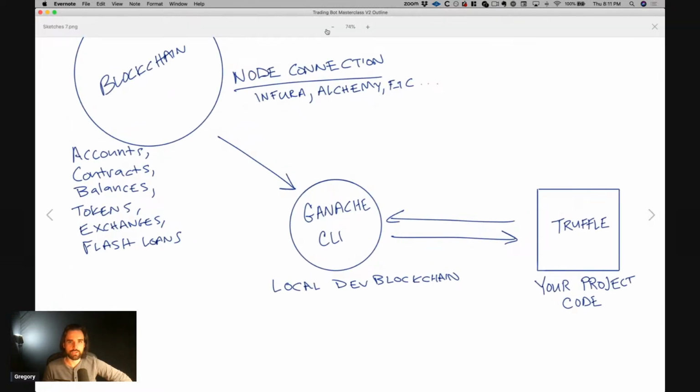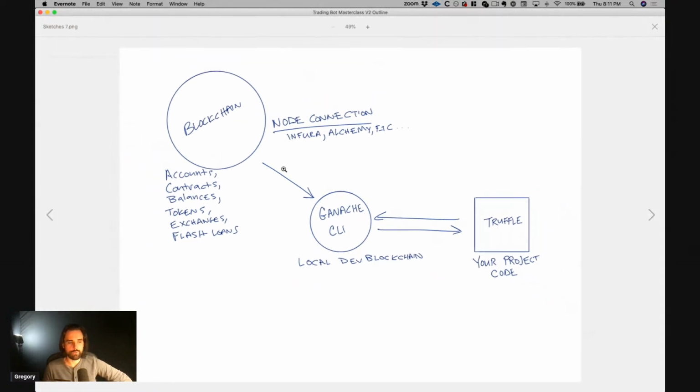Hold on, let me zoom this out. We're going to fork it, which means we're going to freeze the blockchain. That means we can get access to all the accounts, all the smart contracts, all the balances, the apps, the tokens, exchanges, flash loans, et cetera. Then we can replicate that on our computer and connect it to our project so that we can actually write the smart contracts and do the trade. We can run our bot against that, and we don't have to risk losing any money.